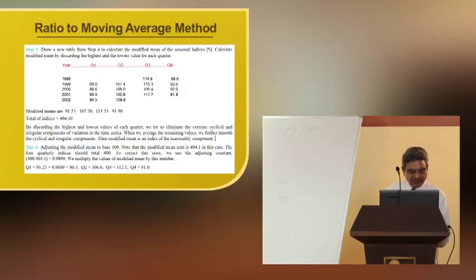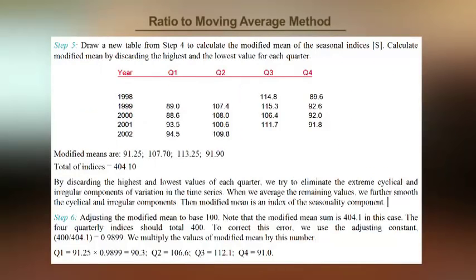Highest is 94.5, eliminated. Lowest is 88.6, eliminated. So 89 plus 93.5 divided by 2 is equal to 91.25. Yes, that is the value that we have arrived at. This 91.25 is the average. After eliminating the highest and the lowest here, we get the average here.